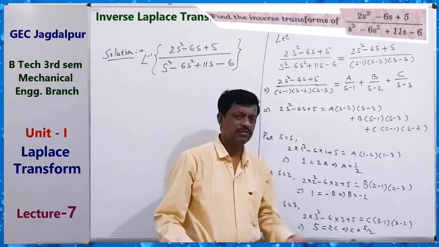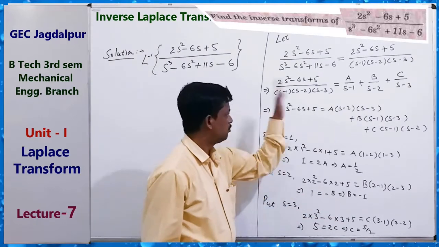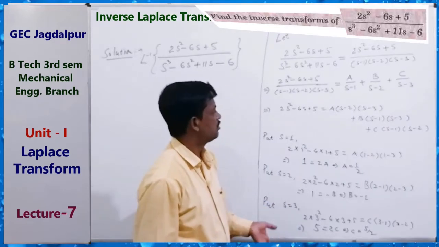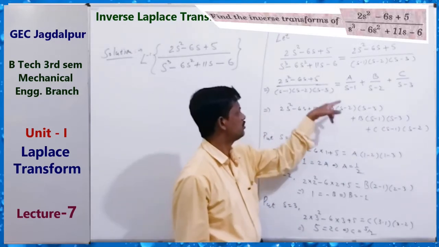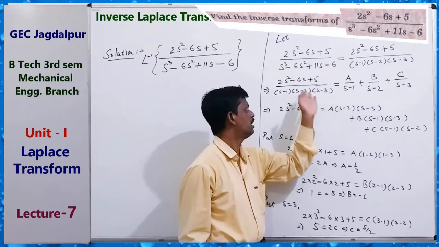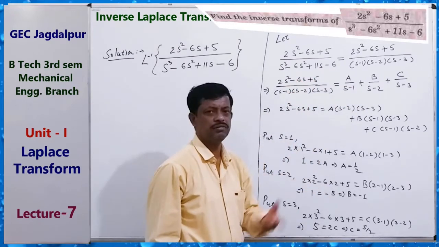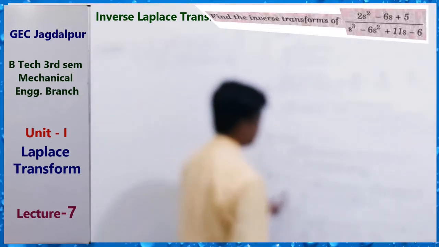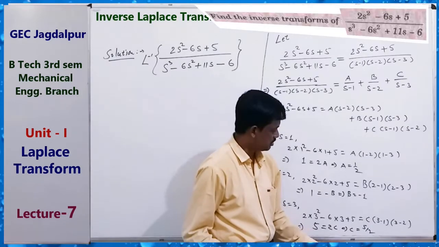There are other methods also. We can compare coefficients after multiplication. And this is the shortcut method: you can put s equal to 1, 2, 3 directly and find the values of a, b, c. So these are the methods of doing partial fractions. So a is a half, b is minus 1, c is 5 by 2.